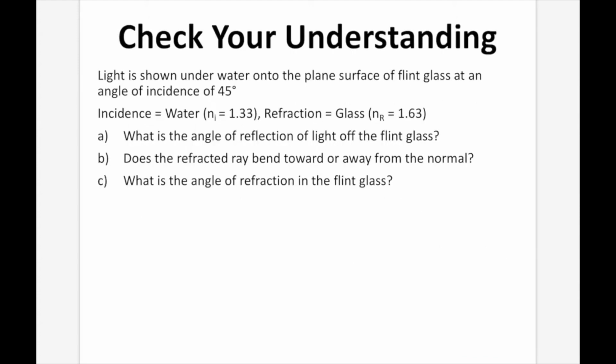Check your understanding. Light is shown underwater onto the plane surface of flint glass at an angle of incidence of 45 degrees. What is the angle of reflection off the flint glass? Does the refracted ray bend towards or away from the normal? And what is the angle of refraction in the flint glass? So I want you to pause the video, try the question, and then we'll take it up.